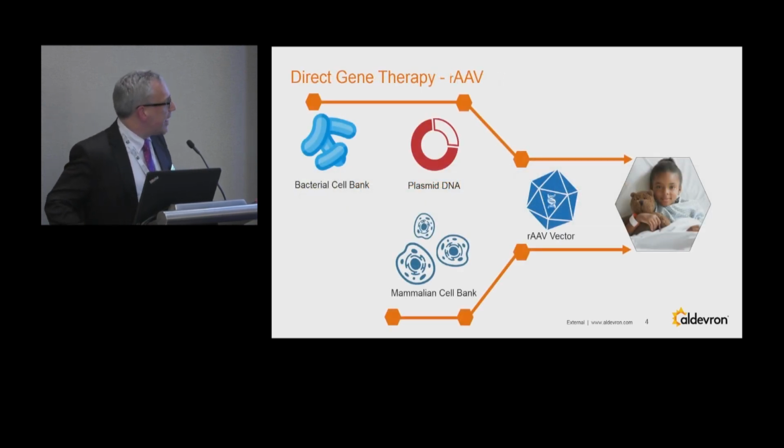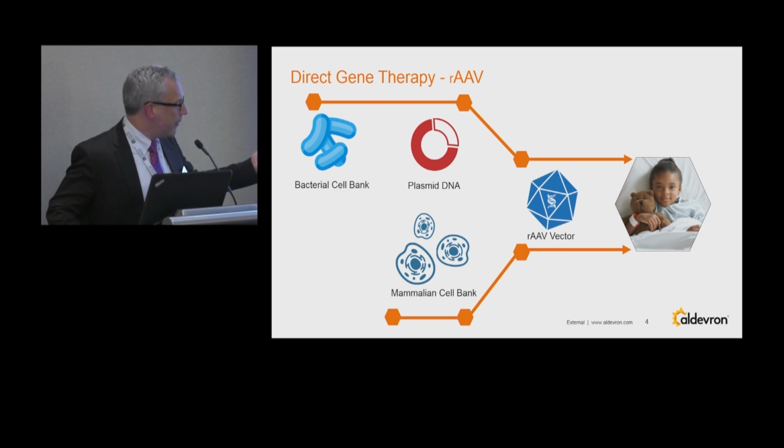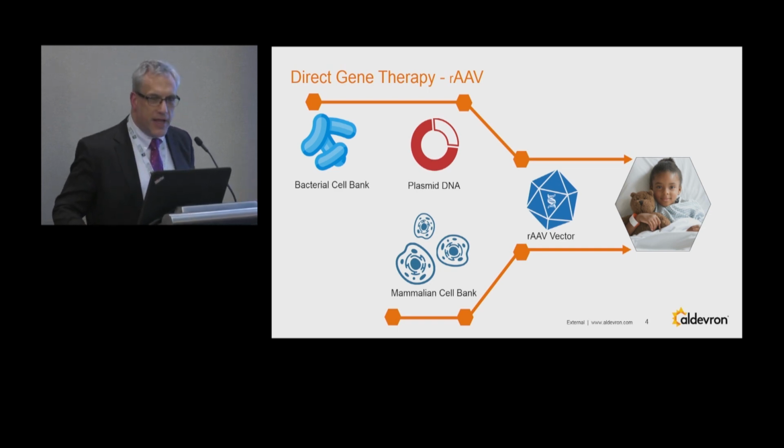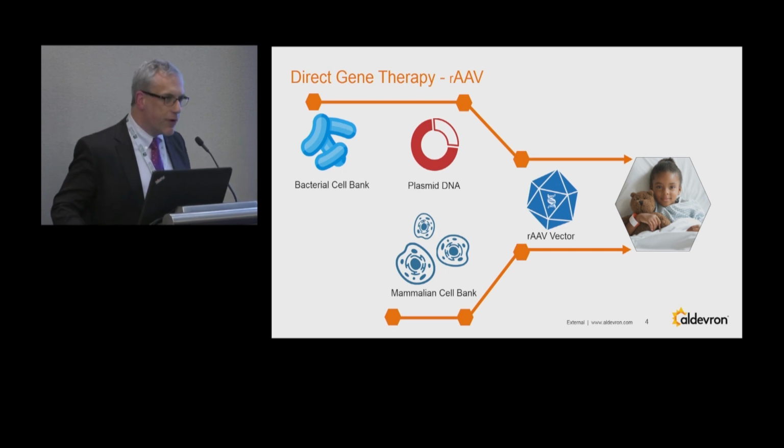So in the case of recombinant AAV, probably one of the most common viral vectors, here's just a simplified view of the production process. On the top, we start with a bacterial cell bank from which we make plasmid DNA. And then there's a mammalian cell bank, probably most common is HEK293, that are combined together, and the plasmid is transfected into the mammalian cells, and then that vector is delivered directly to the patient, carrying the gene of interest to treat the disease.